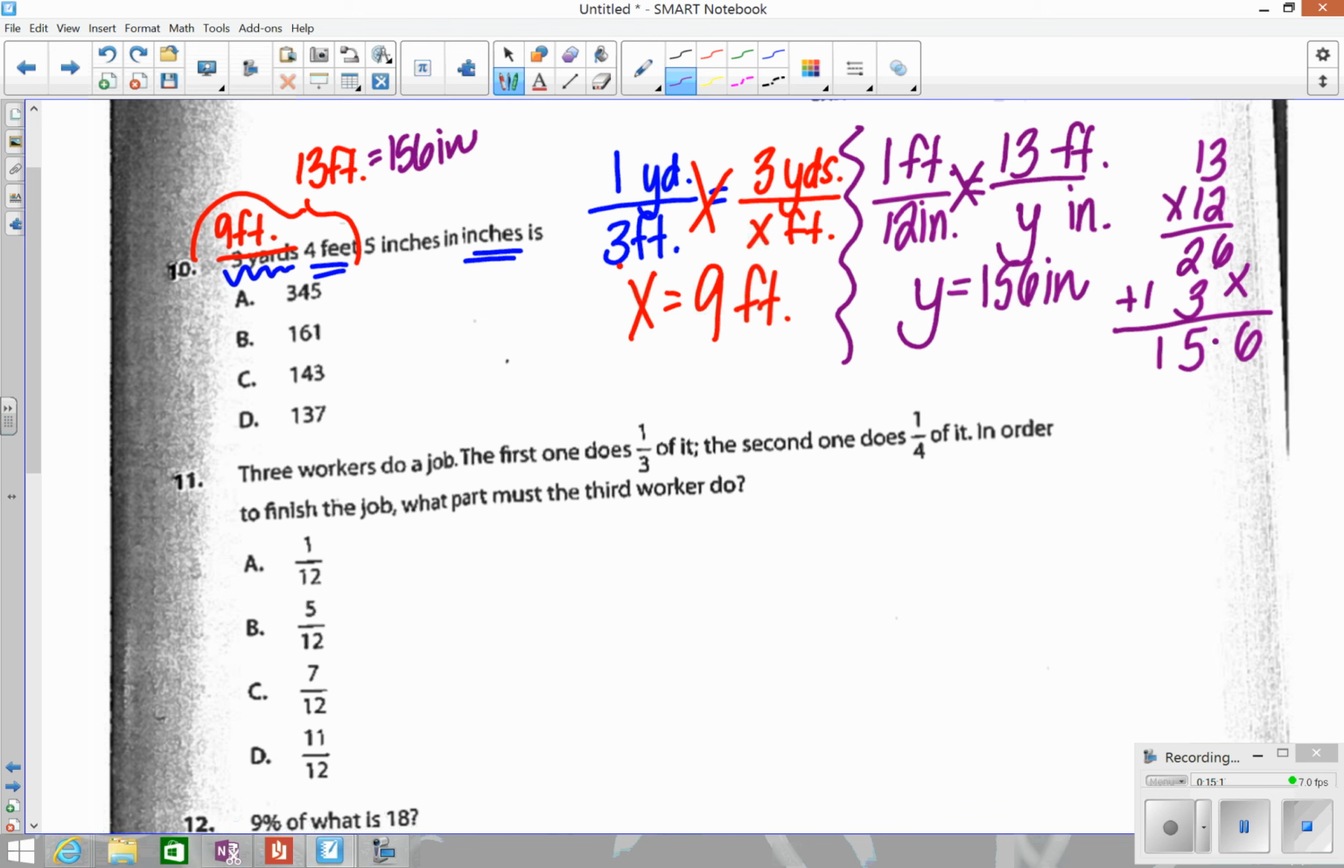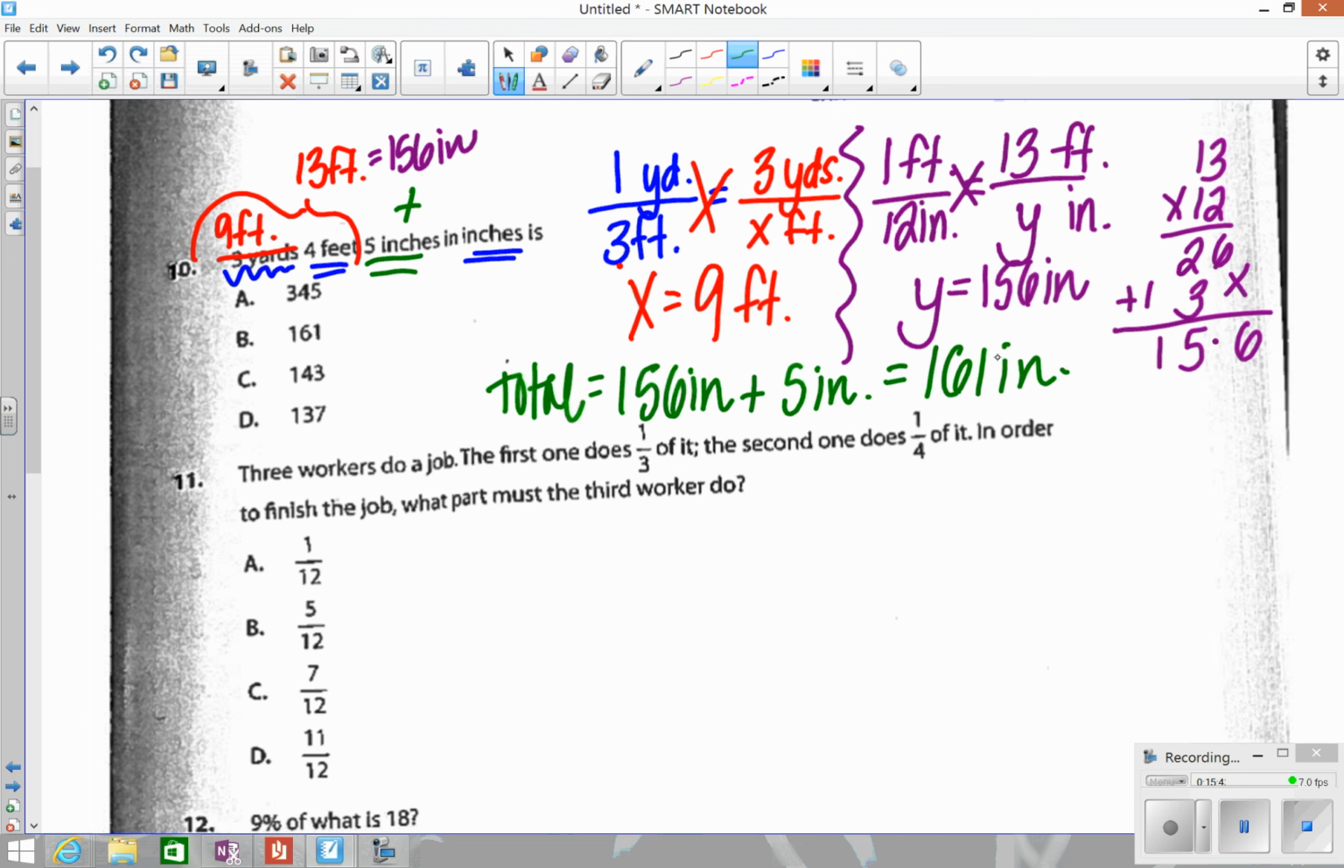So if I want to know my total inches, I would have to take my 156 plus this 5 inches here. So 156 inches from the first two numbers plus the 5 inches. So when you add those up, you get 161 inches.